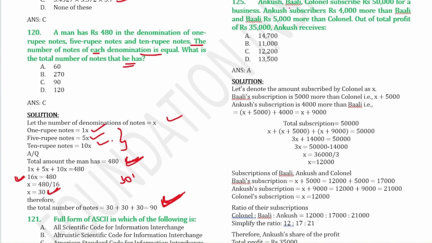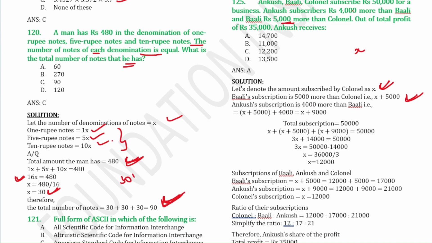Next question. Ankush, Bali, and Colonel subscribe rupees 50,000 for a business. Ankush subscribes rupees 4,000 more than Bali, and Bali rupees 5,000 more than Colonel. Out of the total profit of 35,000, how much did Ankush receive? Firstly, we have to find how much each person has subscribed. We will consider the amount subscribed by Colonel as X. The question mentions that Bali has subscribed 5,000 more than Colonel. So if Colonel's amount is X, then Bali's amount will be X plus 5,000, right?